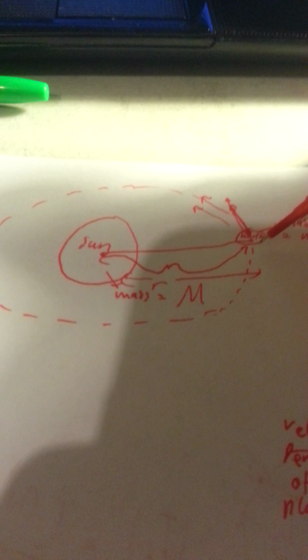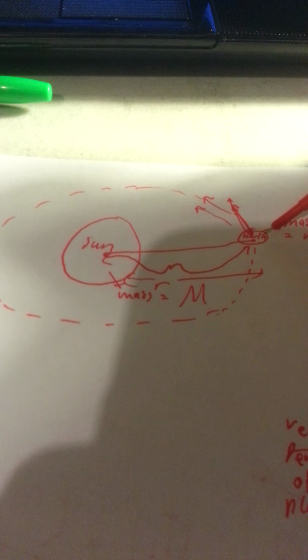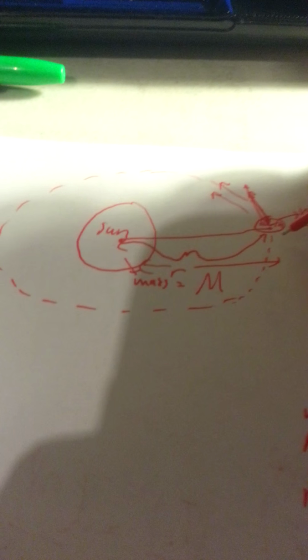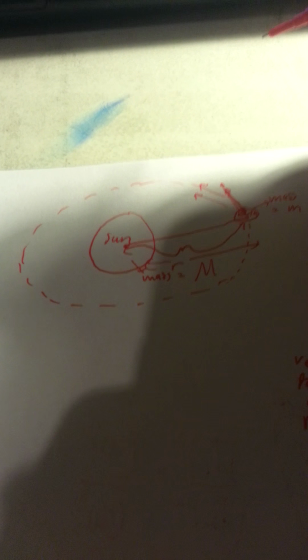So what's the distance it goes around the sun in one period? One period means the distance it goes around the sun one time. Since this is r, and this is almost like a circle, I mean, it's actually an ellipse, but an ellipse with a very low eccentricity.